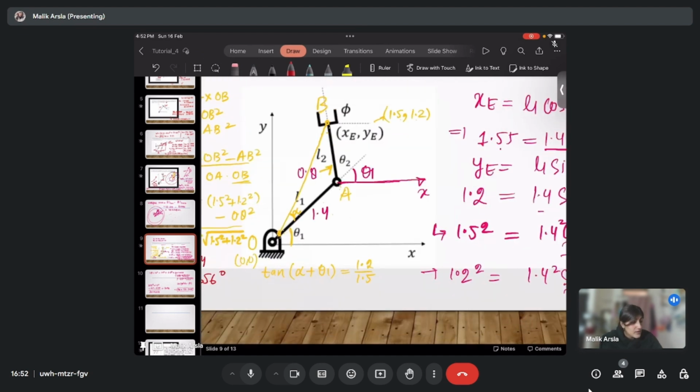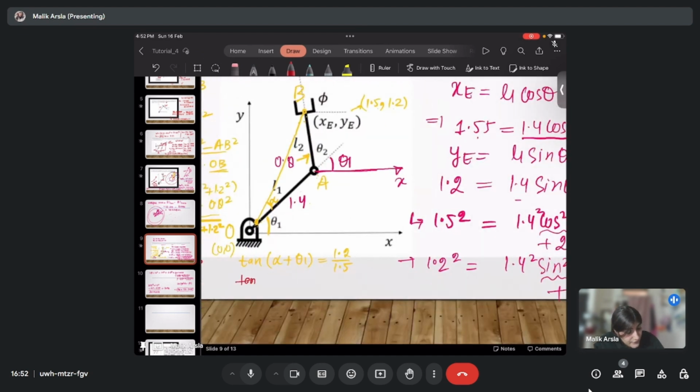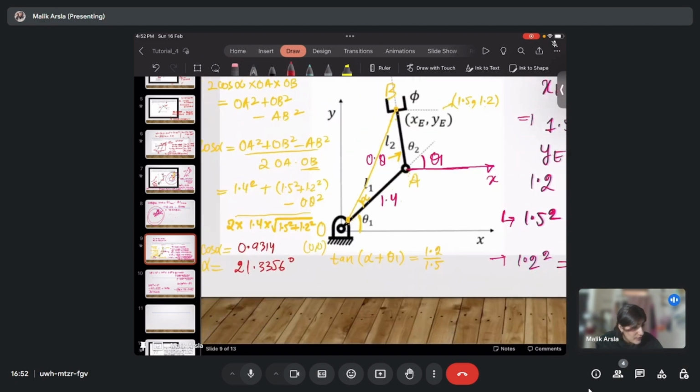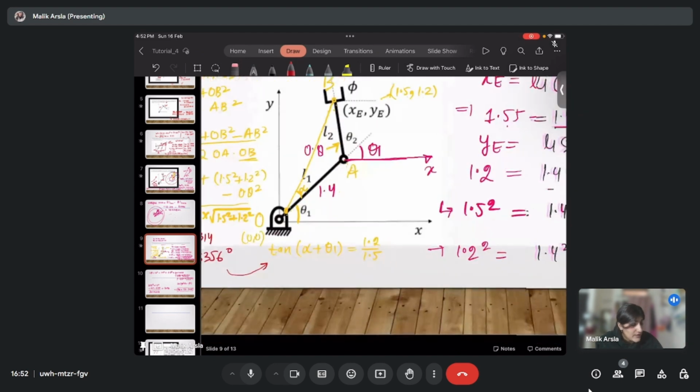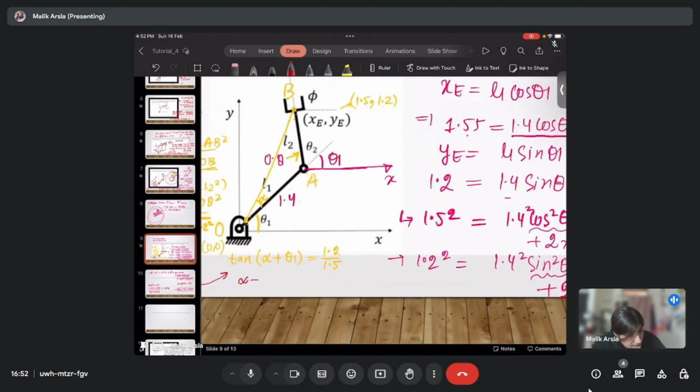Now coming back to here, you can put that value here, and you can write alpha plus theta 1 is equal to tan inverse of 1.2 upon 1.5. What is this coming out to be? This is coming out to be 38.659, something like that.